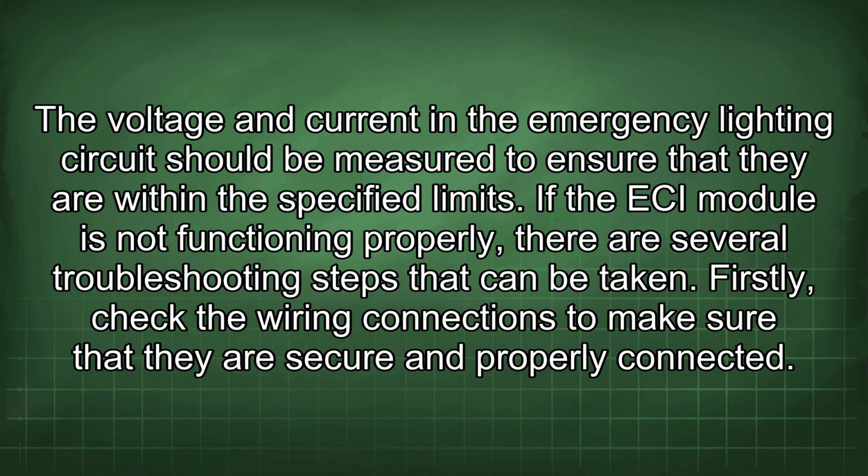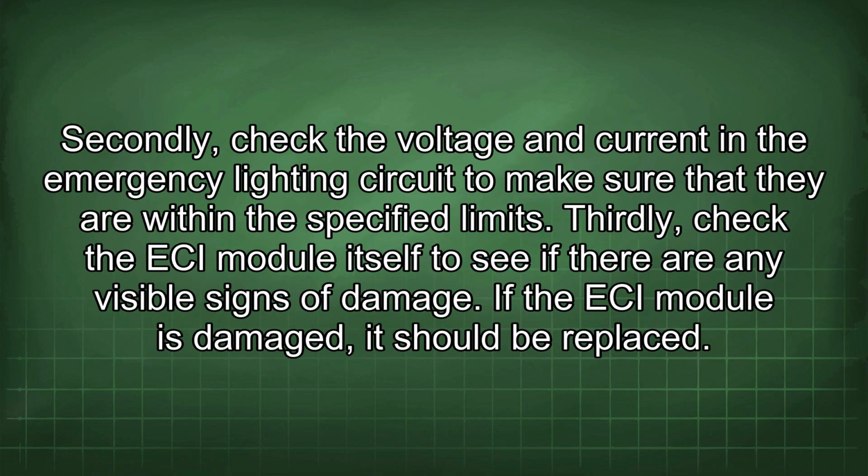The voltage and current in the emergency lighting circuit should be measured to ensure that they are within the specified limits. If the ECI module is not functioning properly, there are several troubleshooting steps that can be taken. Firstly, check the wiring connections to make sure that they are secure and properly connected. Secondly, check the voltage and current in the emergency lighting circuit to make sure that they are within the specified limits. Thirdly, check the ECI module itself to see if there are any visible signs of damage. If the ECI module is damaged, it should be replaced.